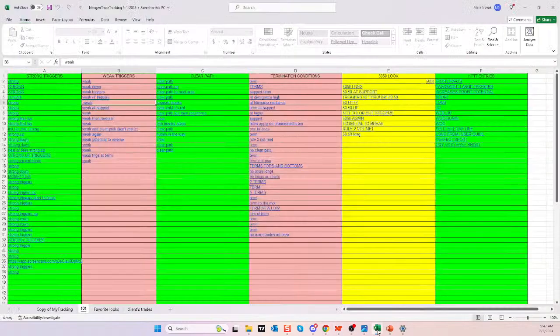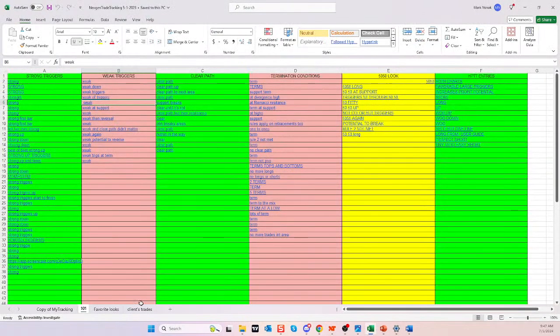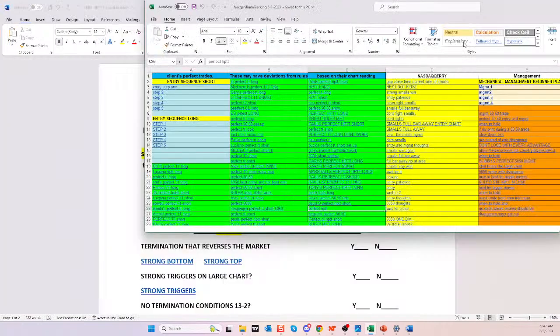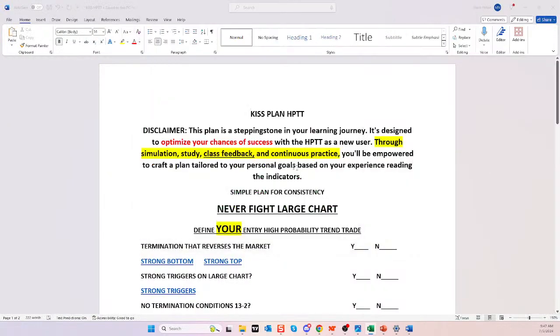And guys, your KISS plan is defining entries. Your entries on the spreadsheet that I just gave you, there's the sequence for a long and a short, and there's the most mechanical management plan from the KISS plan. All of that is available to you on the spreadsheet that I gave you.